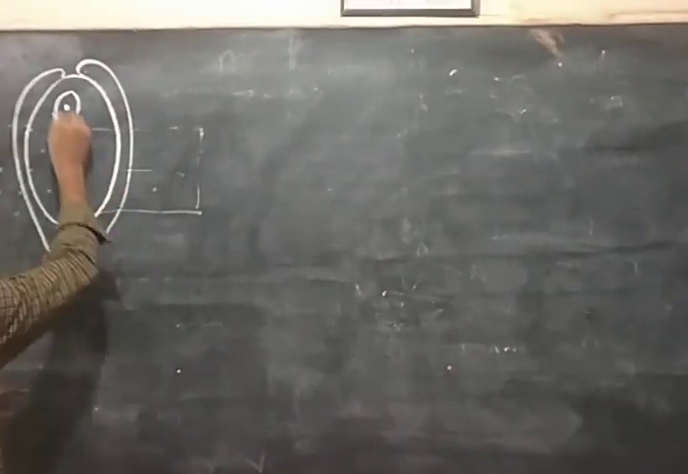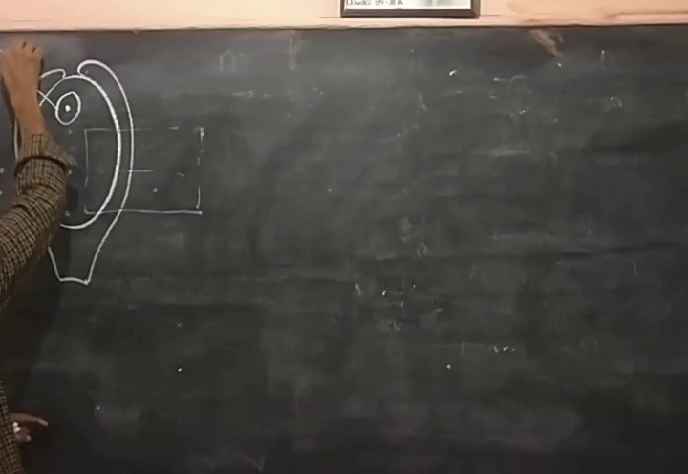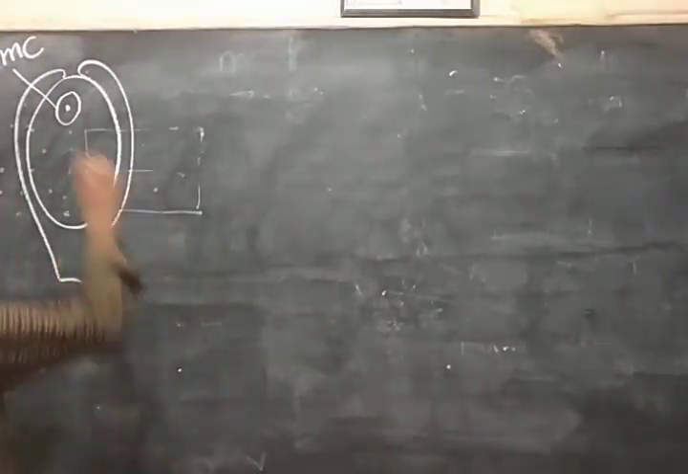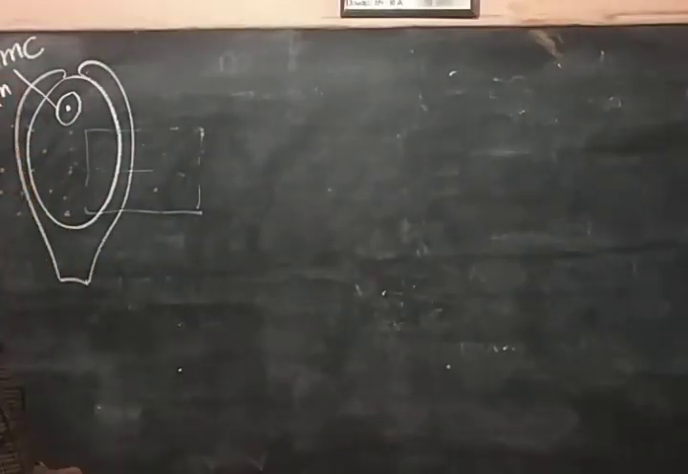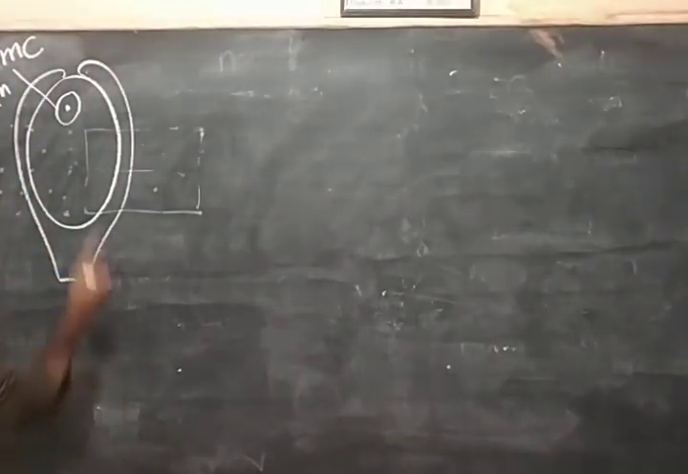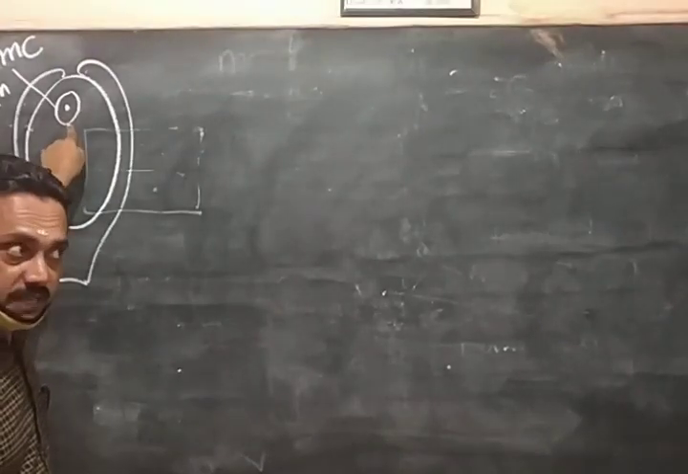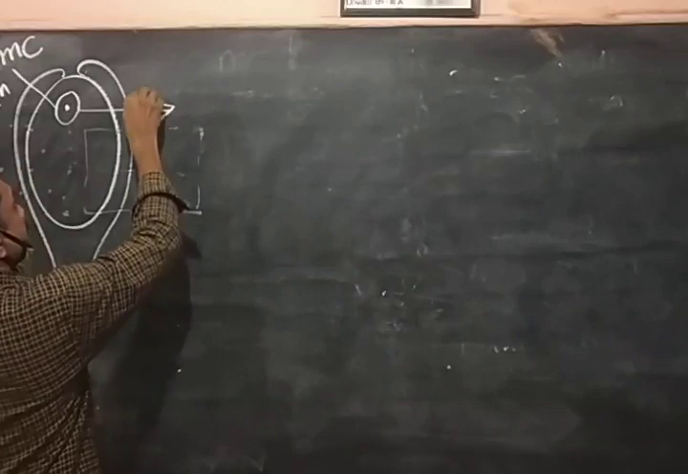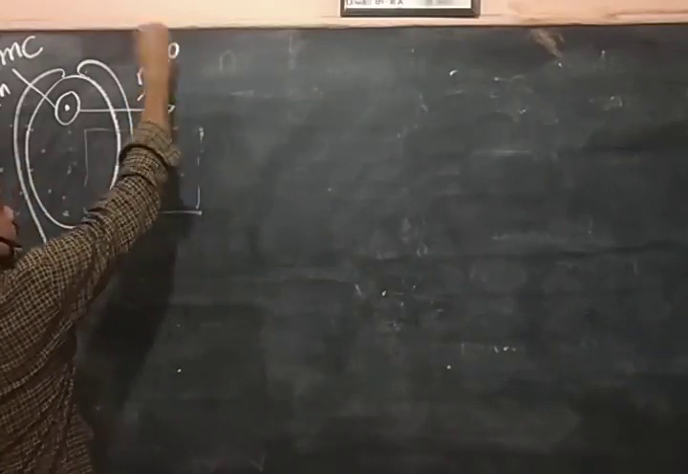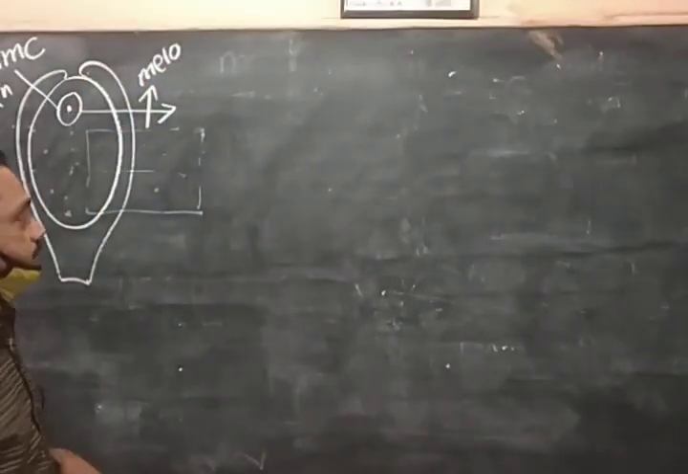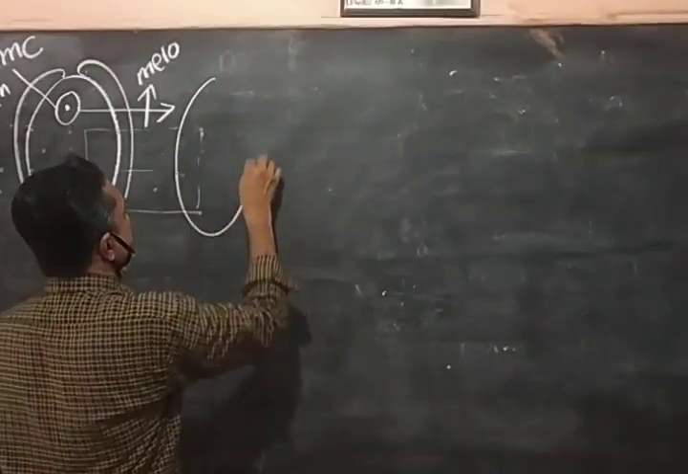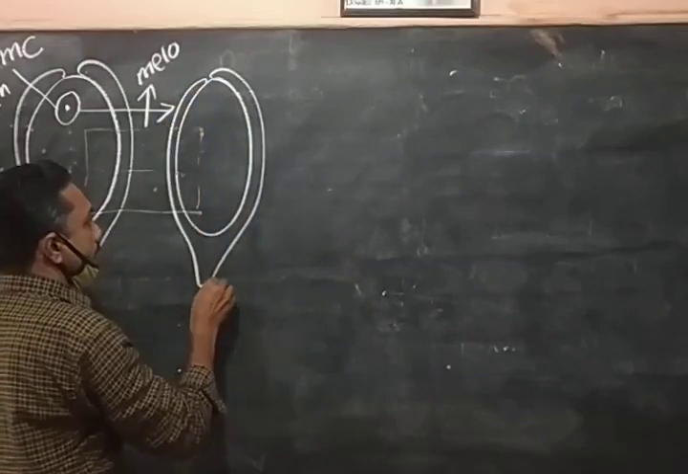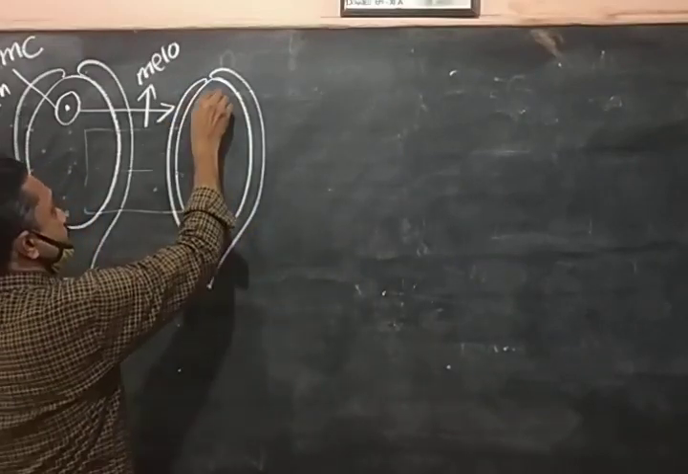That one cell is called the megaspore mother cell. It is diploid in nature. Then that megaspore mother cell divides by meiosis. Represent this once again: the megaspore mother cell divides by meiosis into 4 megaspores.